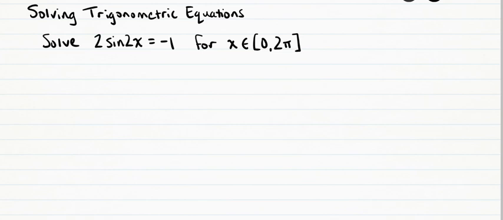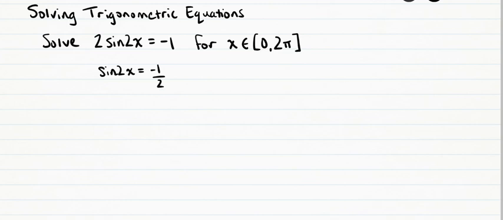So we see that the ratio that's involved is sine 2x and not just sine x. So there is going to be one additional step that we include in our solution in order to solve equations of this form. Similar to the last example, we start by rearranging so that the ratio is isolated. That means we divide both sides of this equation by 2, and we get sine of 2x is equal to negative a half.